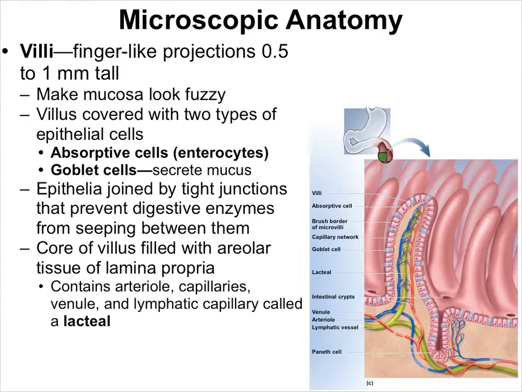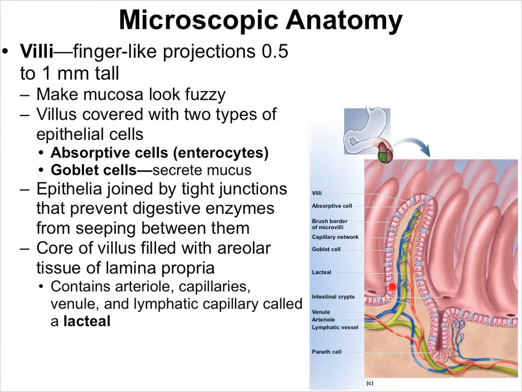Villi, which you can see here, are finger-like projections found on, well, pretty much any epithelium in the intestine, but they're going to go up and down the circular ridges as well. So you can see here there's a bunch of cells, simple columnar epithelium. These are about 1 millimeter tall, and they give the small intestine a fuzzy appearance.